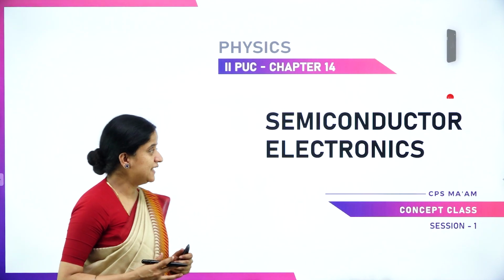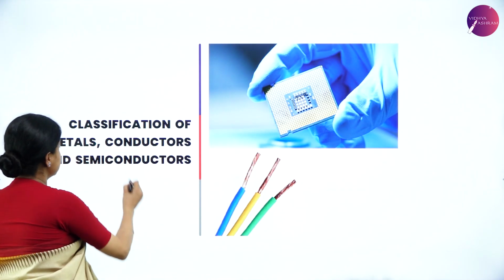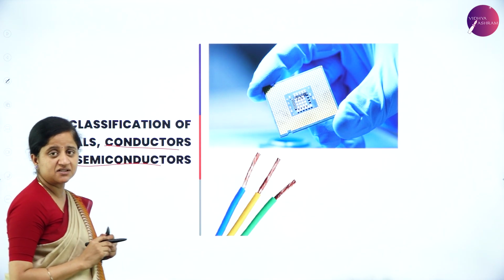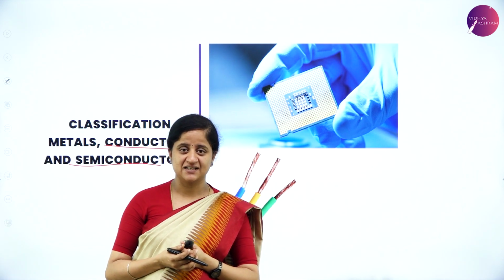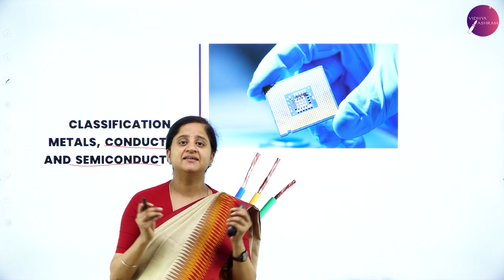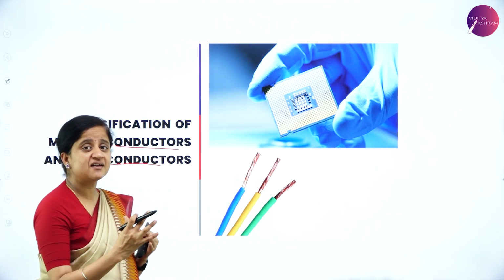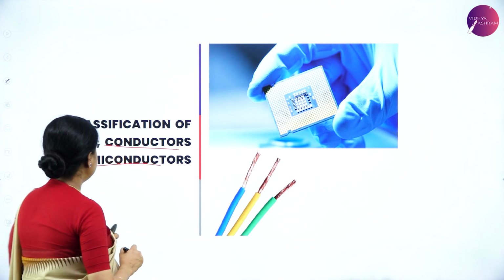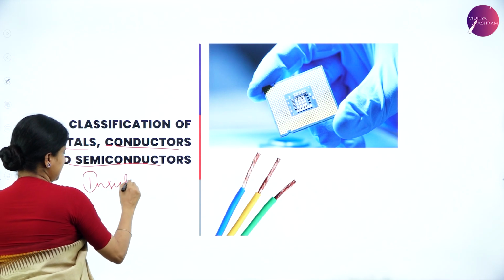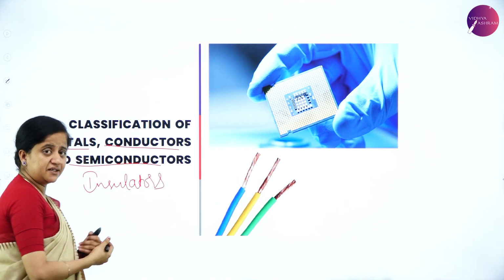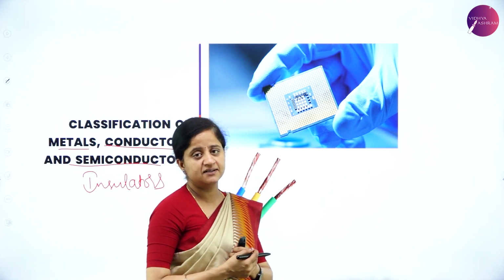So without further delay, let us start with the classification of metals, conductors and semiconductors. We all know matter is classified as solids, liquids and gases. Now when coming to solids, we know that the atoms are closely packed in solids. So how are these solids classified? They are classified as metals or conductors, semiconductors and insulators.